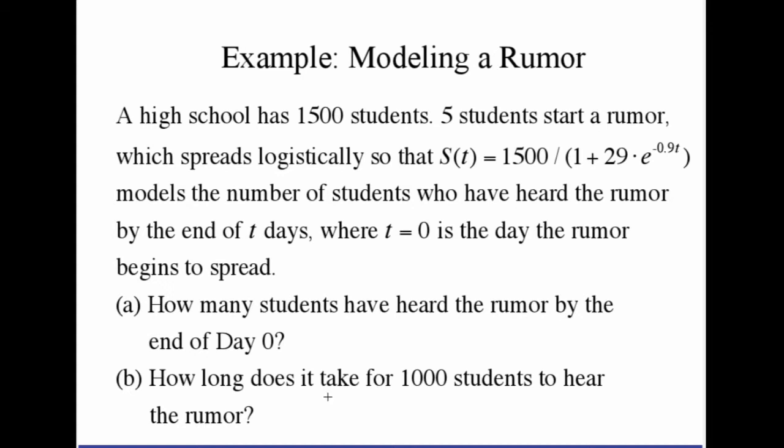So part A is asking us, what's the value of the function when t equals 0? So what is S of 0? That's what it's asking us. And part B is asking us what t value gives us a function value of 1,000. So those are 2 calculations that we need to be able to do given this function.